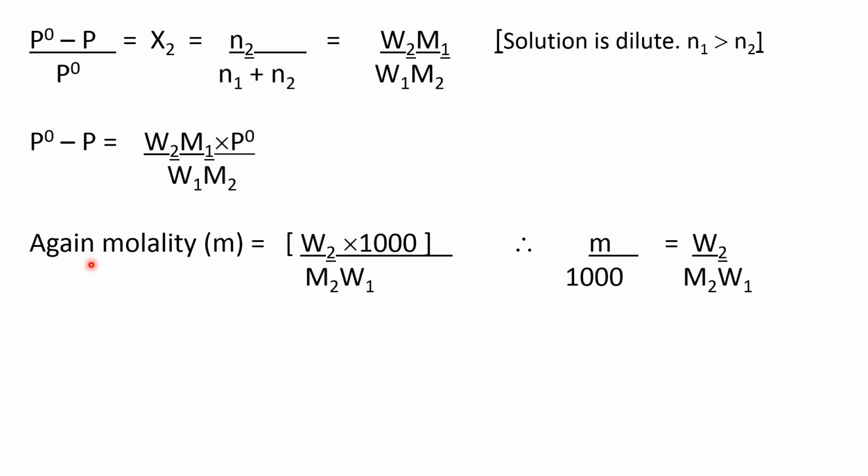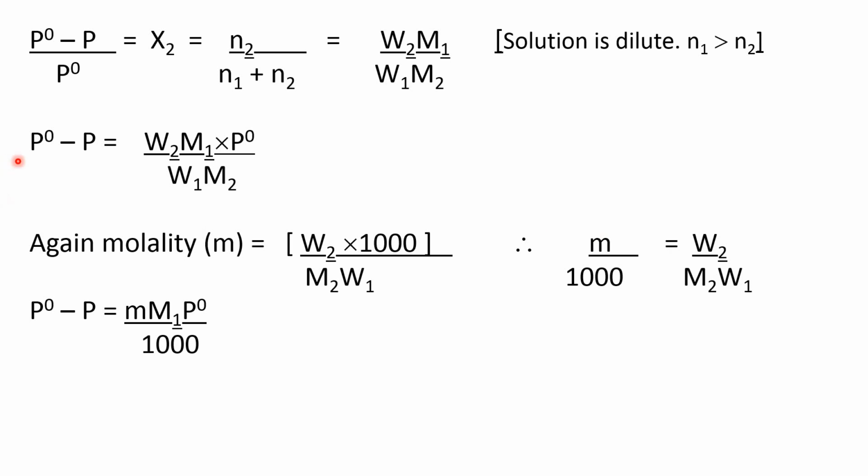Now again, we know the molality of the solution. Molality is the number of moles of the solute present in 1000 gram or 1 kg of the solvent. The number of moles of the solute is W2 by M2, which is present in W1 gram of the solvent. Then how much is present in 1000 gram? That will be multiplied by 1000. So this is the molality, denoted here by small m. From this equation, we can write m by 1000 is equal to W2 by M2 into W1.